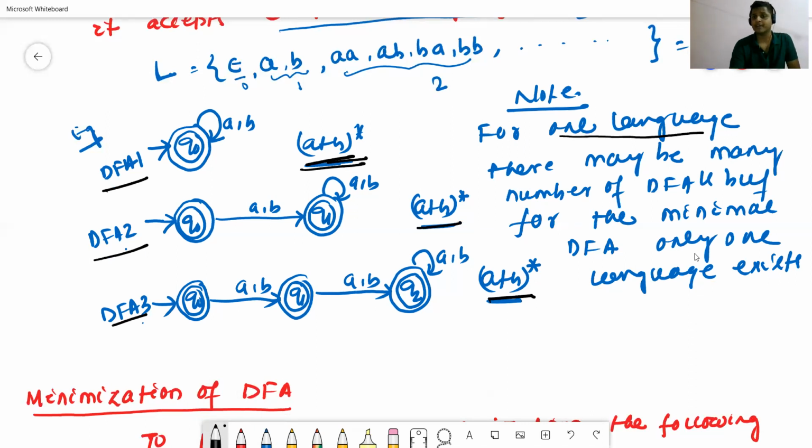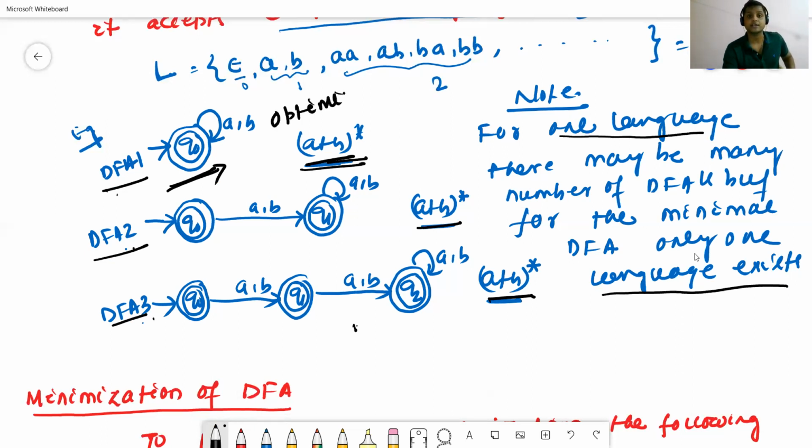But for minimal DFA, only one language exists. What is the meaning of this? Remember, if all DFAs accept the same language, why do we need three different types of DFAs? This is also a DFA, this is also a DFA, this is also a DFA: DFA 1, 2, 3. But this DFA is called optimization. This is called optimized DFA.